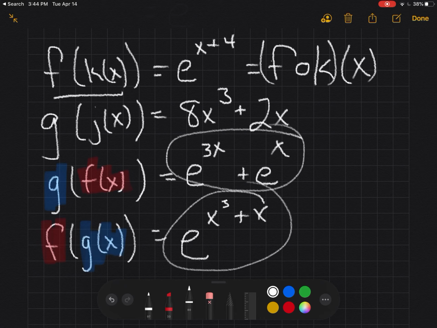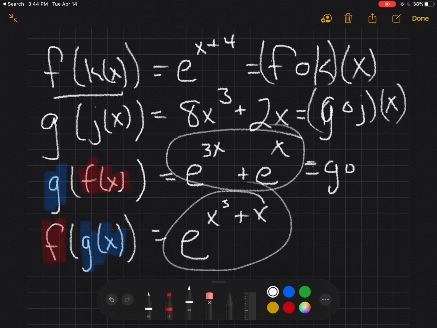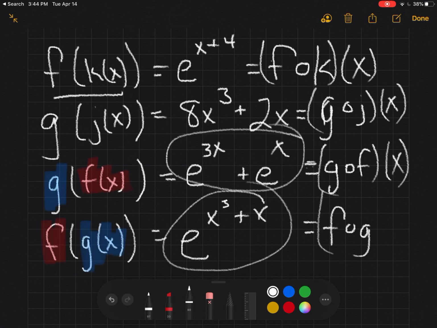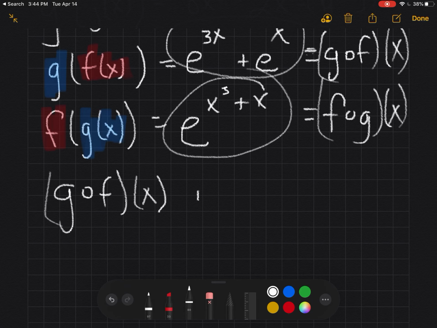All right? And now I want to introduce function notation if you're not familiar with it. What we would call f of k of x is f compose k of x. So that's the function f compose k. Here we would call this g compose j of x, here we would call this g compose f of x, and here we would call this f compose g of x.